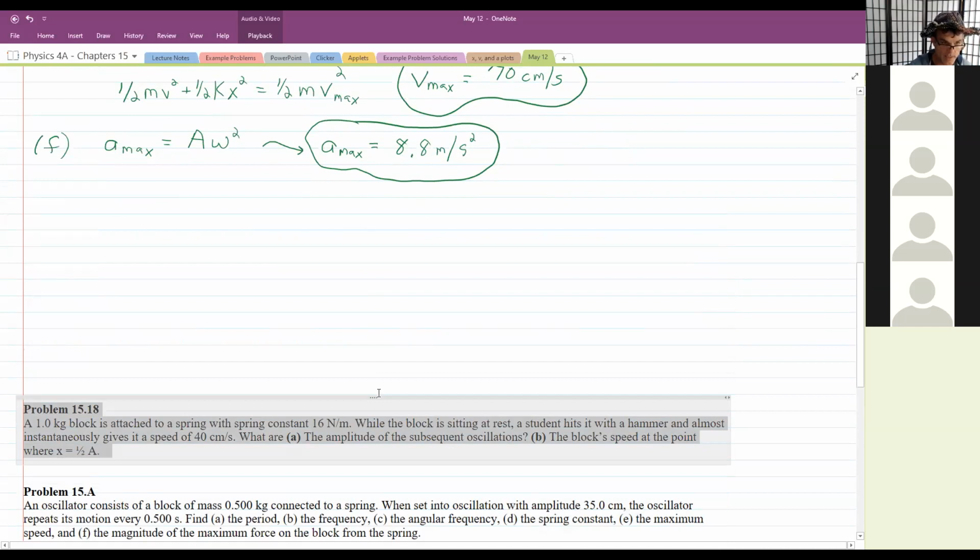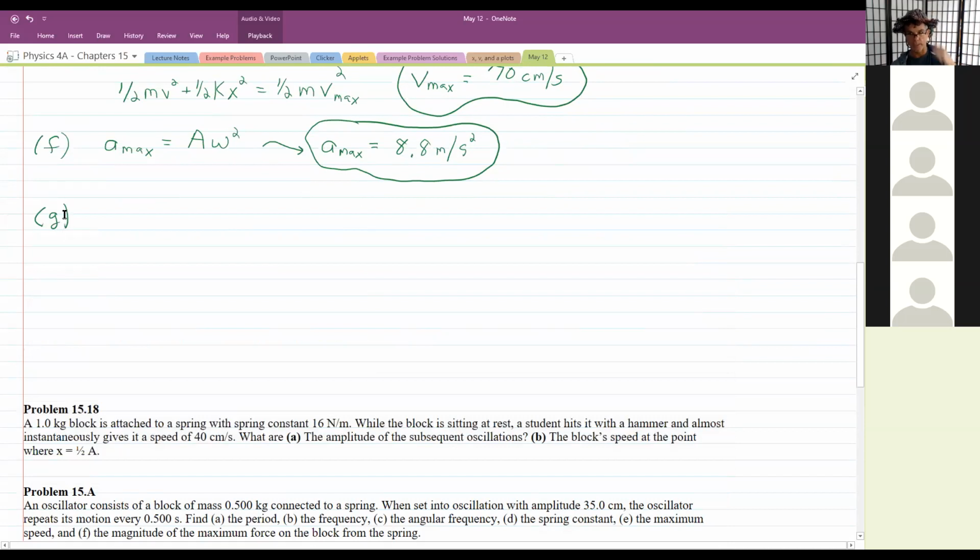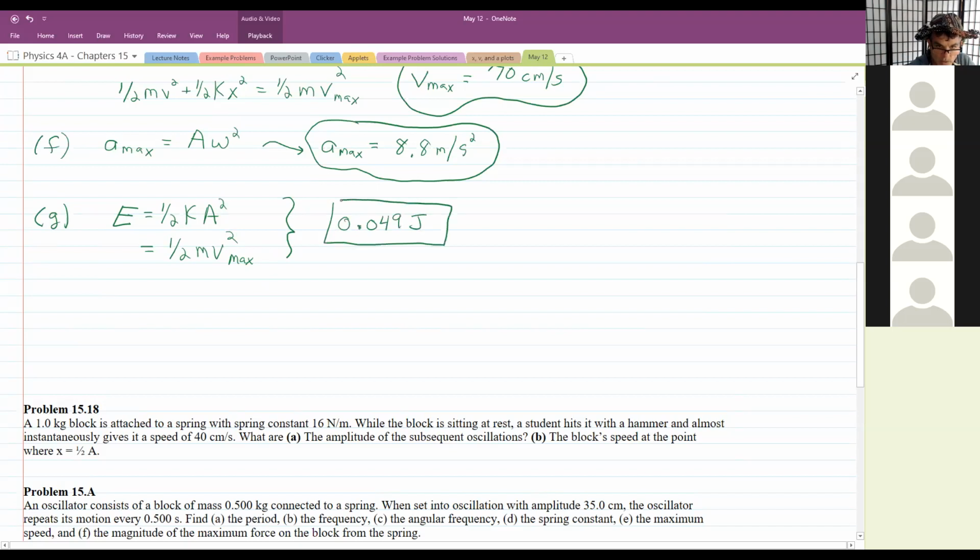G, what is the total energy? Well, easiest way is I know what the amplitude is, so I could use my total energy is 1/2 k A squared. I also know what v max is, so I could use 1/2 m v max squared. Again, I've got k, I've got A, I've got m, I've got v max. I could use either of these equations. If you plug in the values, what you should find is that the total energy is 0.49 joules.